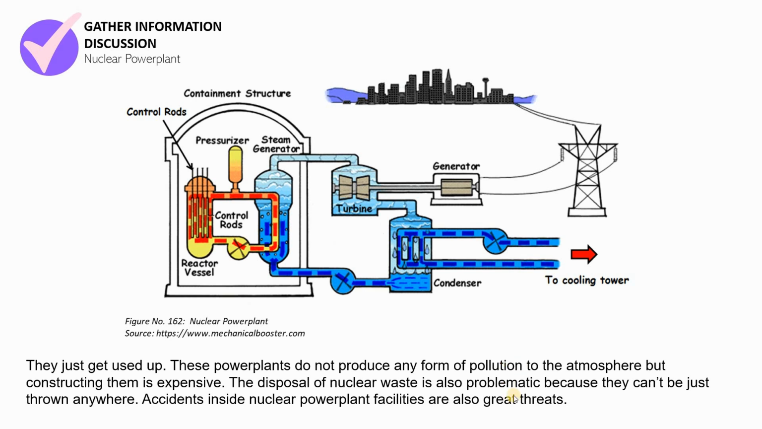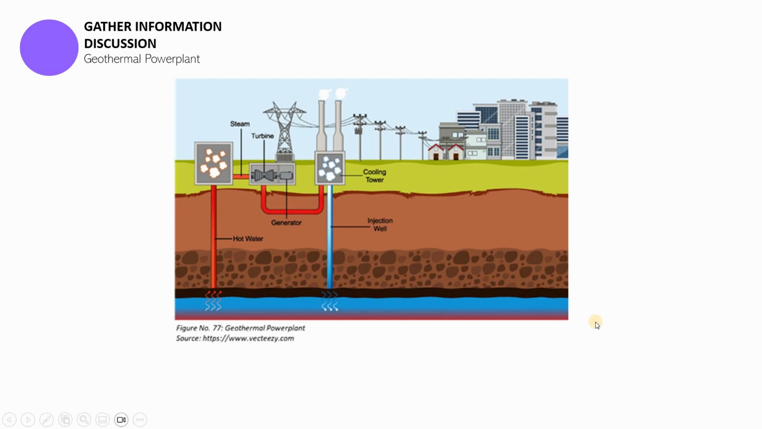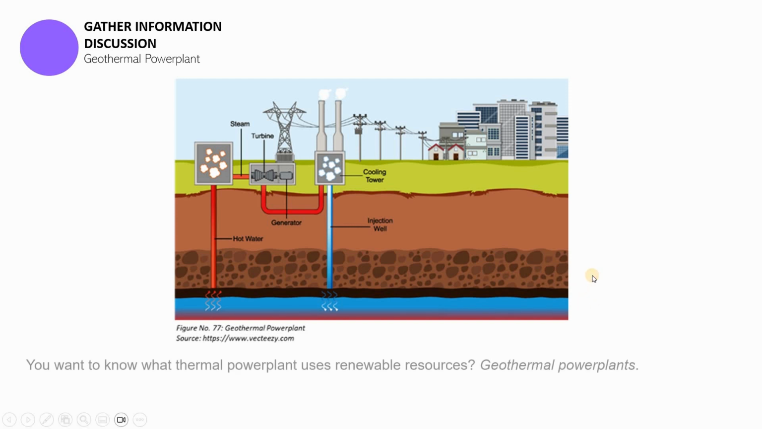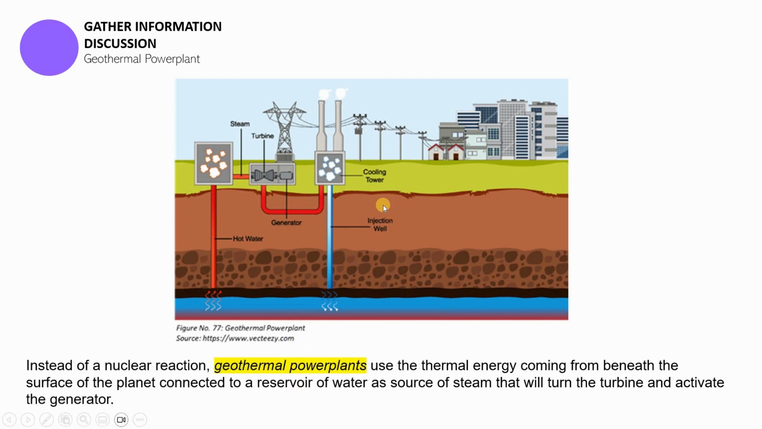Okay. Now, for the second part of this session, we are going to re-discuss, kasi I believe that we already made this discussion before, geothermal power plants. Geothermal power plants are using renewable resources. Instead of using a nuclear reaction, what it uses as a source of thermal energy is the actual heat of the planet. Okay, so paano to?